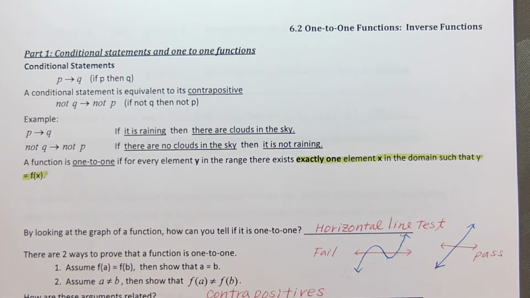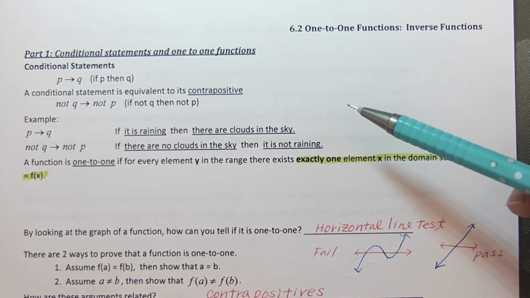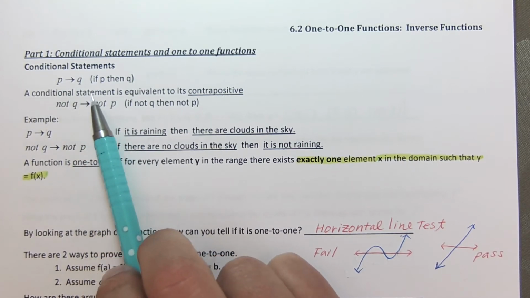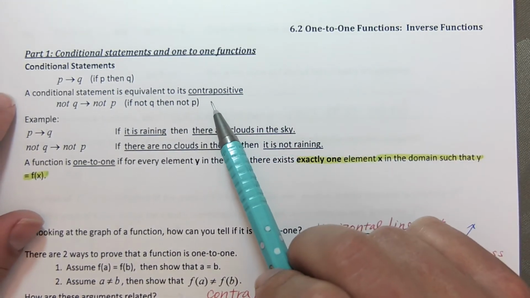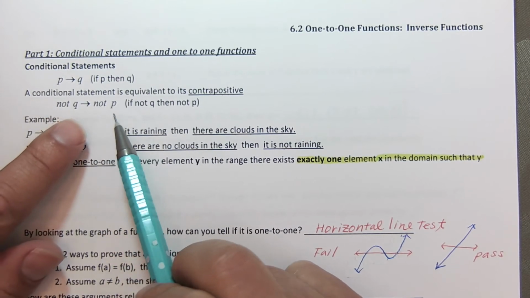Hey there, everybody. This video is about one-to-one functions and inverse functions more specifically. Again, this one's a little abstract as well. We have what's called a conditional statement. It says that P implies Q, or if P, then Q. And a conditional statement is equivalent to what's called a contrapositive. So not Q implies not P.